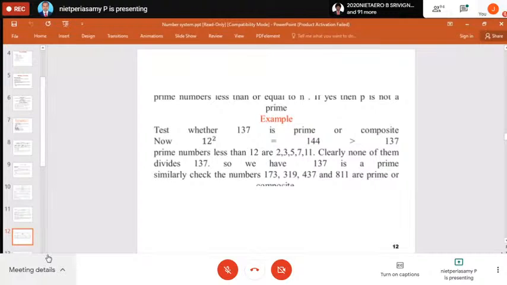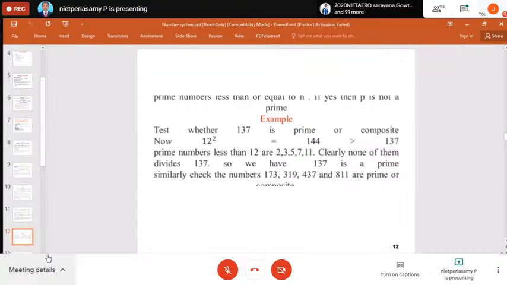Next we discuss the prime number test. Randomly a number is given. We have to check whether the given number is a prime number or a composite number. By identifying the divisors, as per the definition of prime number and composite number, we conclude whether the given number is prime or composite.